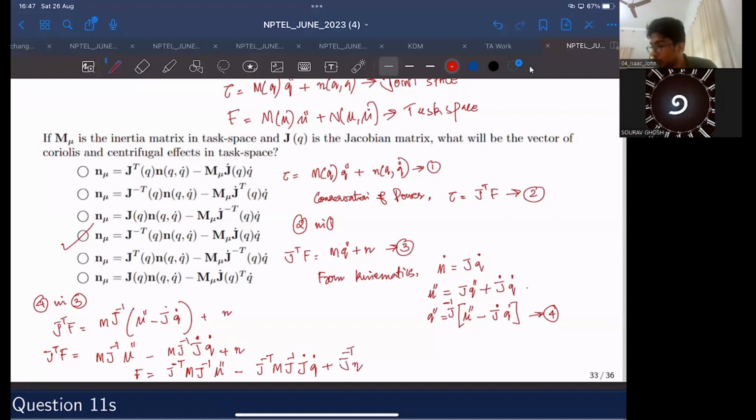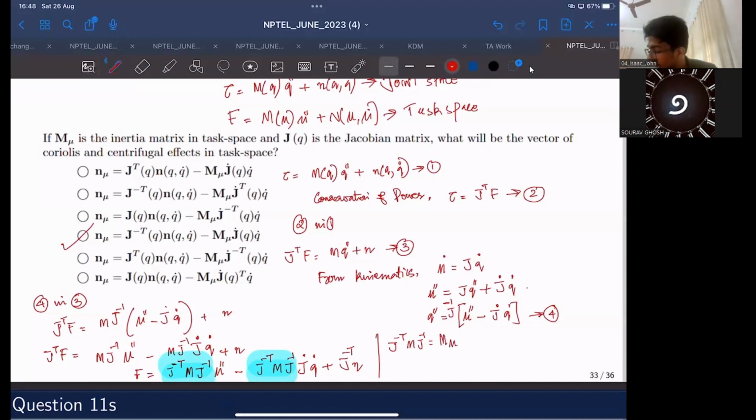And we basically know the coefficient of this term. The acceleration term is always going to be the mass matrix, right? So I'm highlighting this. J inverse transpose M J inverse is the mass matrix. We also have a similar term over here, so I'm substituting J inverse transpose M J inverse as M mu. That is the mass matrix in task space.